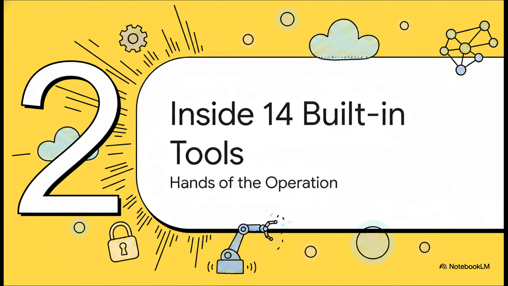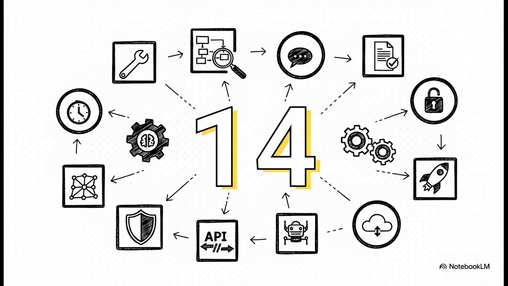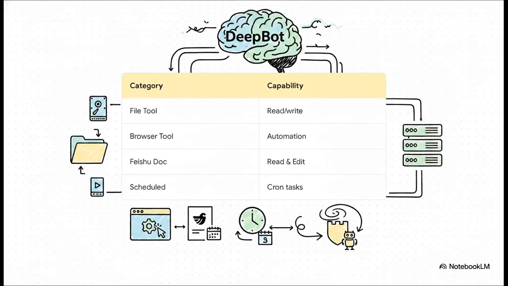Section 2. Inside DeepBot's 14 tools, the hands of the operation. Now let's explore exactly how DeepBot physically interacts with your environment. So, DeepBot ships with exactly 14 built-in tools right out of the box. And we aren't talking about simple prompt modifiers here. These are robust capabilities spanning 8 different operational domains. This completely eliminates that absolute nightmare of having to write custom integration code from scratch. It goes way beyond just browsing the web.